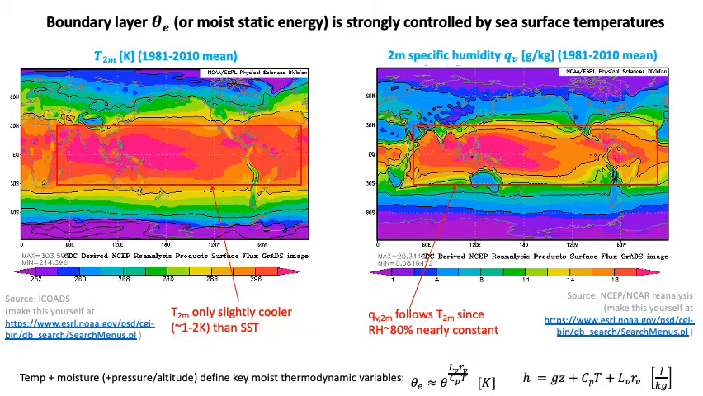So the key thing in the end then is getting back to theta E, or to moist static energy H, both shown in the bottom right. At the end of the day, temperature and moisture are what you care about for defining these moist thermodynamic variables. So within the boundary layer, theta E and H are also going to be very strongly controlled by sea surface temperatures, since temperature and moisture themselves are as well.